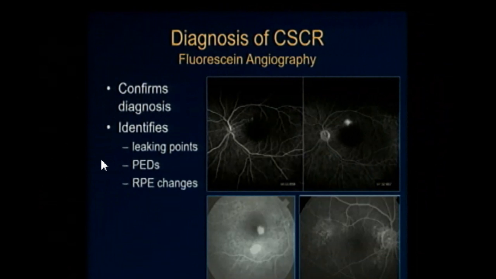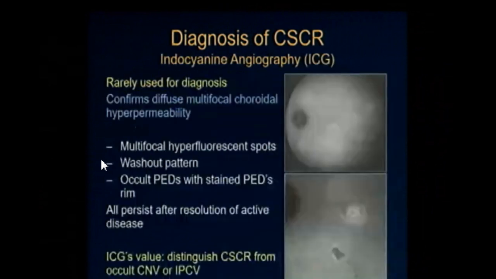It will show you the leak, it will show you where it is, it will show you the pooling, okay, and it will eventually show you, in certain cases, just pigment epithelial detachments or just RPE changes, as we saw earlier. Now, you can do an ICG.